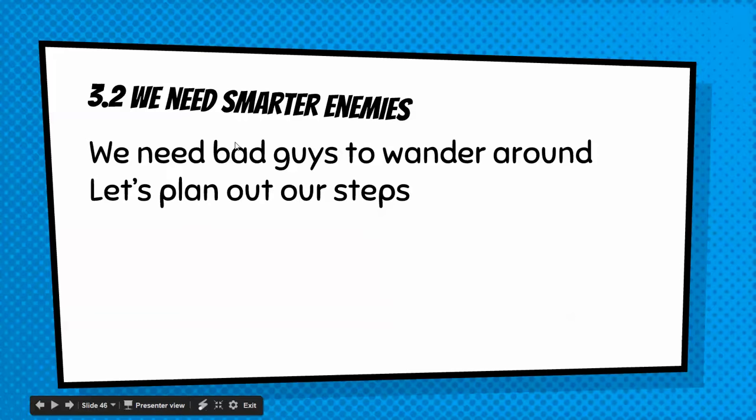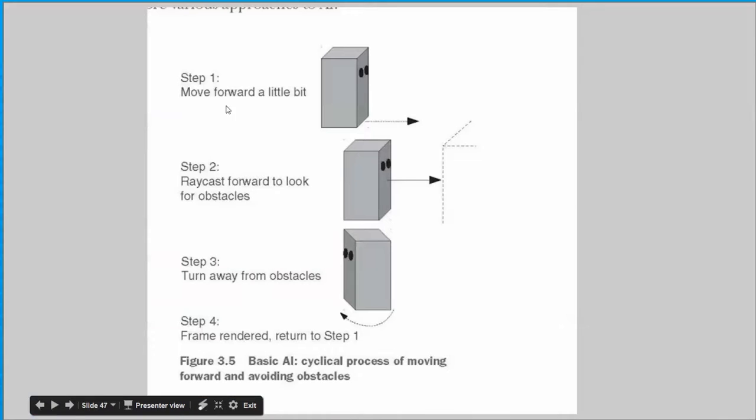Let's take a look here. We need a smarter enemy. We need bad guys to wander around. Let's plan out our steps. Step 1, our character is going to move forward a little bit. Step 2, he's going to shoot a laser beam out and find out if there's anything in front of him at a particular distance. If the ray hits an object and it's close enough, he's going to turn a random amount. And then we're going to go right back to step 1. Okay, so that's the basic process, very simple.